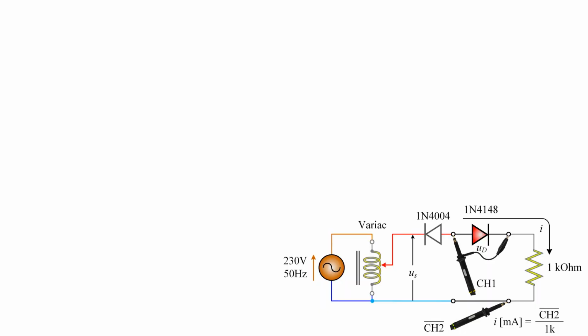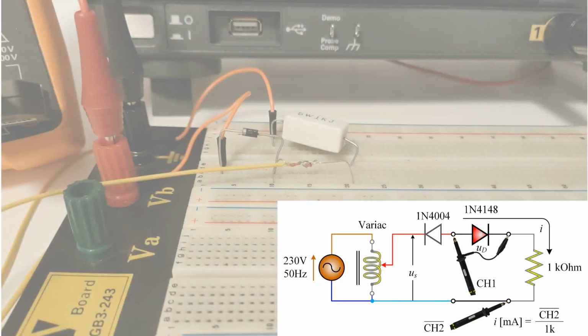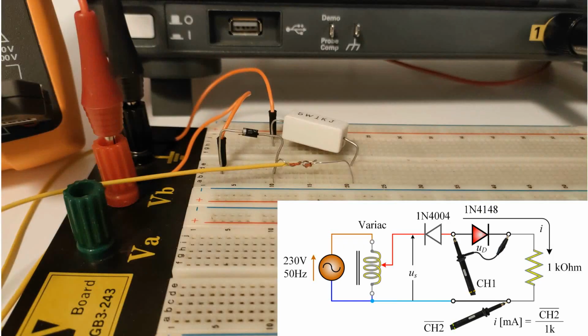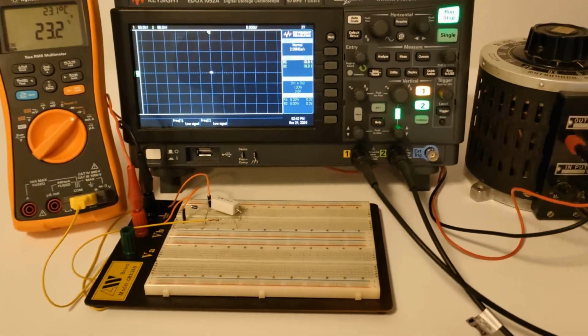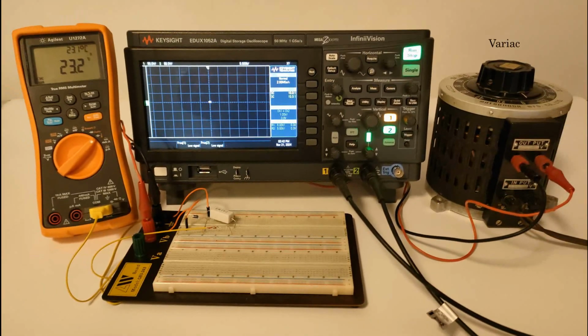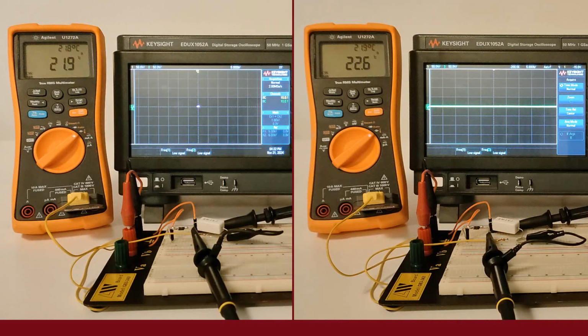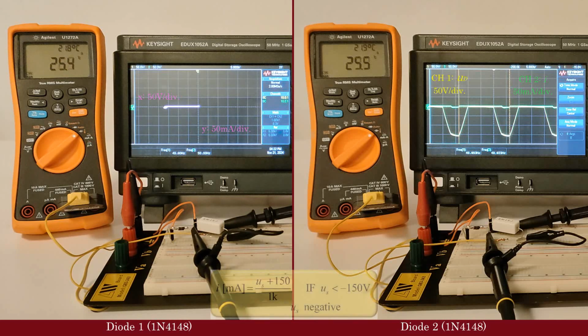The behavior of the diode at high reverse voltage is tested by the circuit shown. Using the 1N4004 diode and a variac, only a reverse variable voltage is applied to the diode. The diode operates normally as long as the peak value of the voltage is lower than the breakdown value, which is 150 volts. Once the voltage exceeds the breakdown value, the diode begins to conduct current, according to the formula.